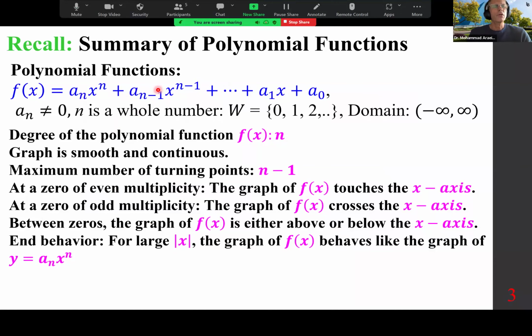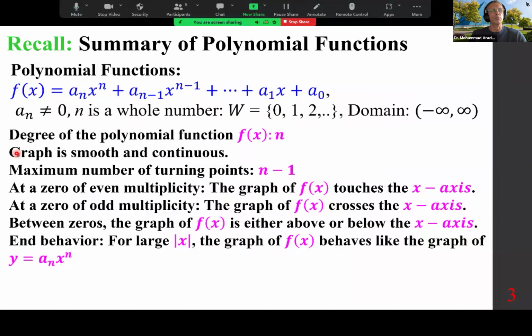Summary of polynomial functions. As you recall, polynomial functions are in the form of f of x equals a sub n x to the power of n plus a sub n minus 1 x to the power of n minus 1, all the way to a sub 0. A sub n, the leading coefficient, can't be 0. N is a whole number, and by whole number we mean 0, 1, 2 to infinity.